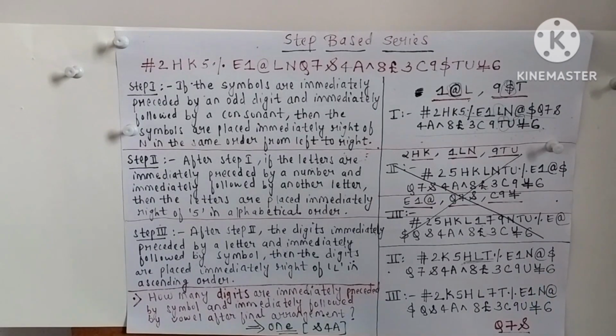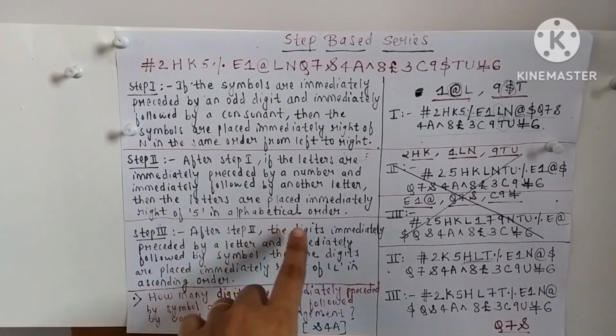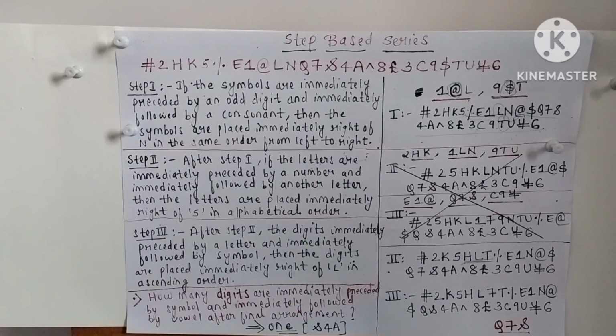Now step 3 is saying what? After step 2, the digits immediately preceded by a letter and immediately followed by a symbol, then the digits are placed immediately right of L in ascending order. Ascending order means what? Smaller to larger value, correct? So now we need to refer to this series.